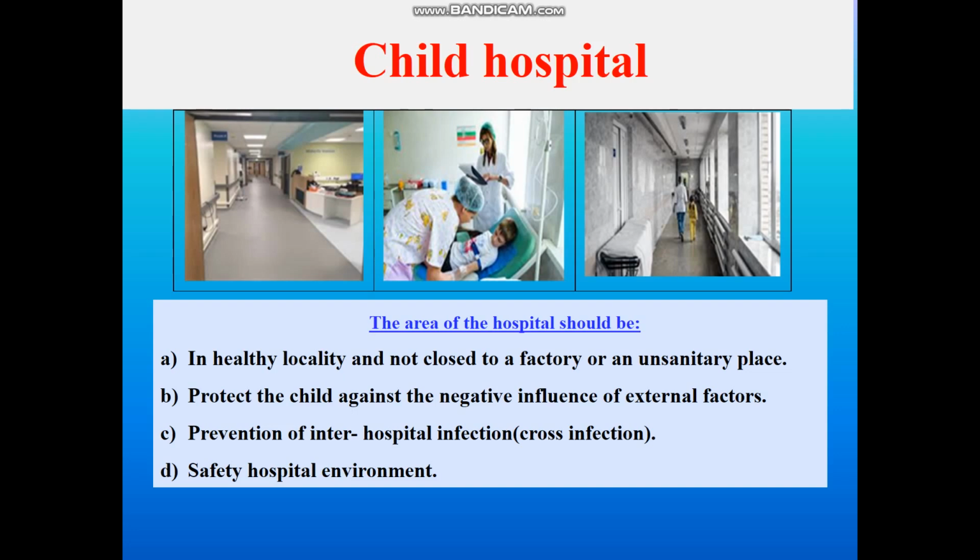Child hospital. The area of the hospital should be in a healthy locality and not close to a factory or an unsanitary place. Protect the child against the negative influence of external factors. Prevention of intra-hospital infection, cross-infection, safe hospital environment. The particular features of a child hospital: the green zone should be not less than 50% of the hospital area.